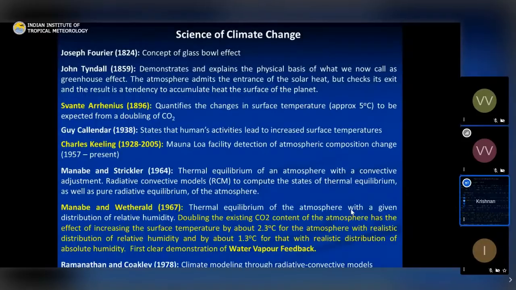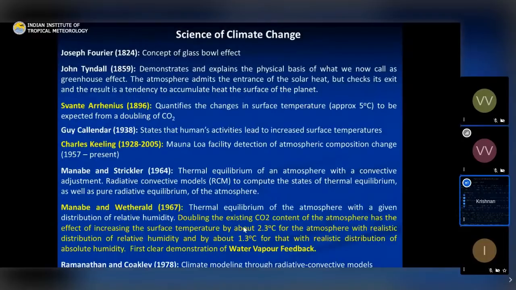It came in '64. And a landmark paper, Manabe and Wetherald, was a pioneering paper that talked about the thermal equilibrium of the atmosphere with a given distribution of relative humidity. They fixed relative humidity. It was a landmark contribution, considering it was in 1967. Otherwise, this problem would not have even been solved.